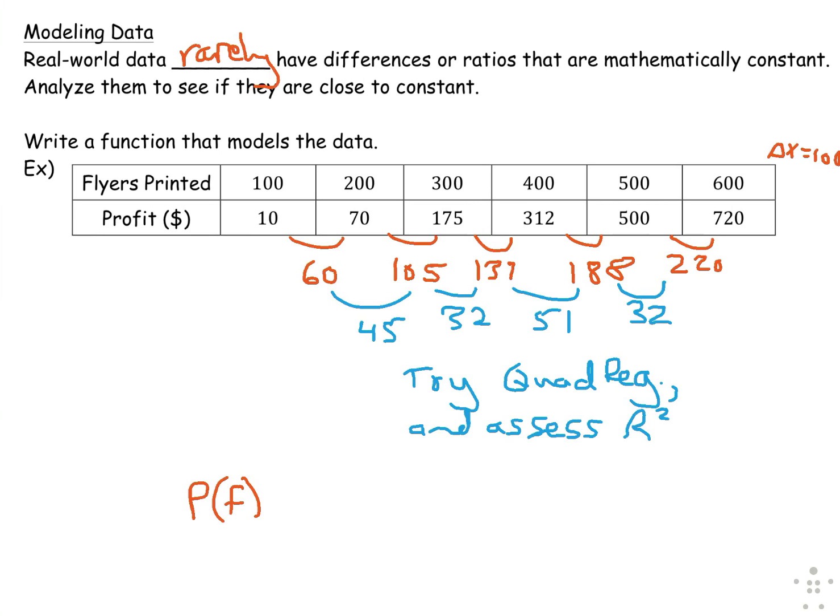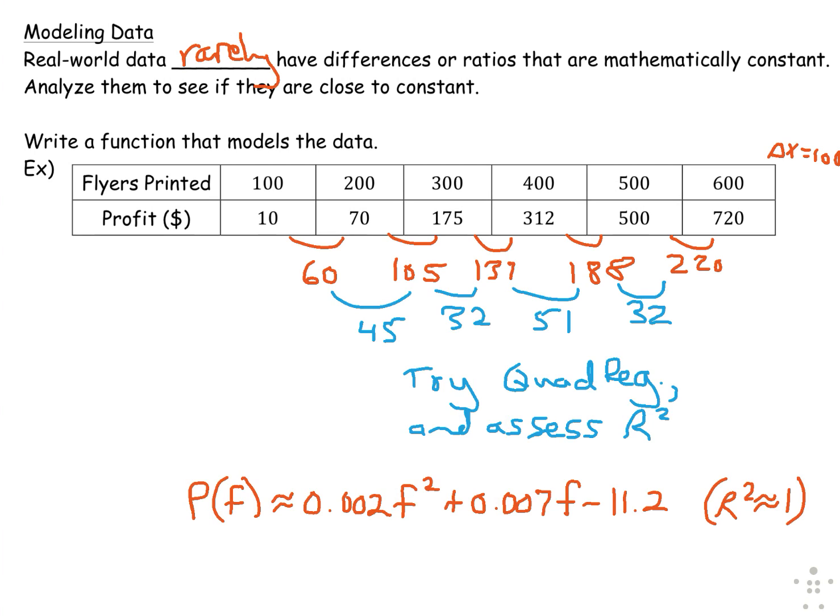Profit for number of flyers printed, the regression model would be 0.002 f squared. It's quadratic, so you've got a degree of 2, plus 0.007 f minus 11.2. Guess what? The r squared value was? Yep, it was about 1. So even though these really aren't that close, in the grand scheme of things, we're working with numbers like 600 and 720. And these numbers here are varying at most 32 to 51. So about 20. So relatively, they're close enough.